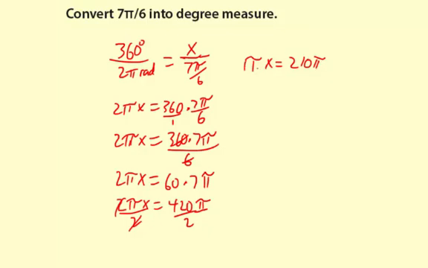Now this pi really is just a number. Remember, it's 3.14159, and so on and so forth. So I still want to solve for x. So I'm going to divide by pi on both sides. And what happens here is the pi's reduce out on the left, so I get x equals. On the right, the pi's also reduce out, and I get 210. So that means my x is 210, and that x represented the degree measure. So my degree measure for 7 pi over 6 is 210 degrees.